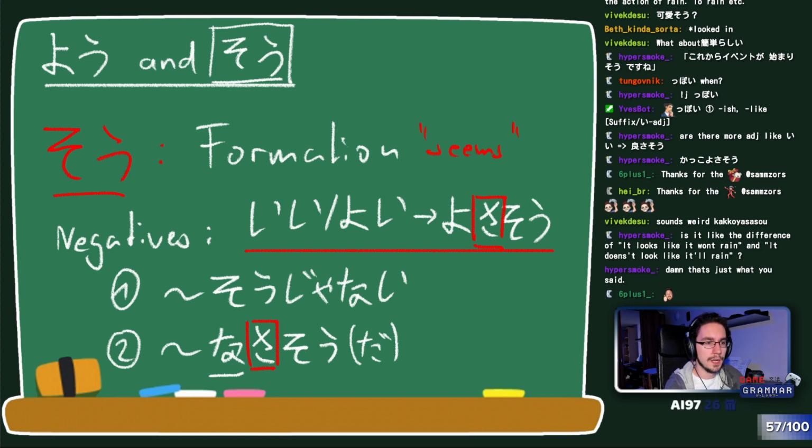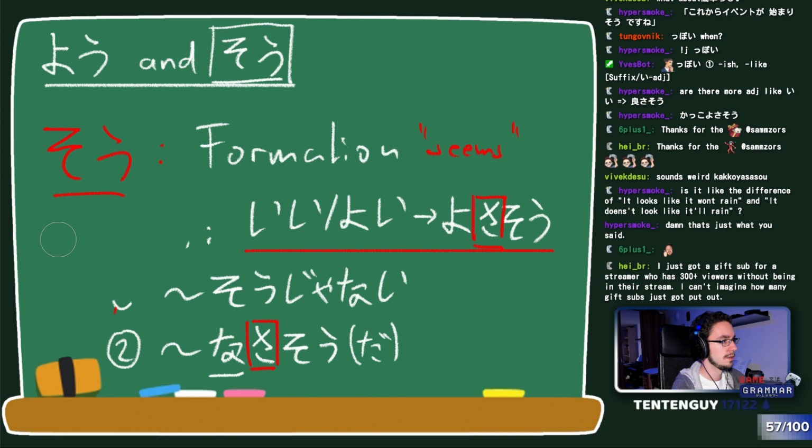All right. There is a little bit more on sa, so I will quickly mention this as well, since we just talked about yosaso, okay?